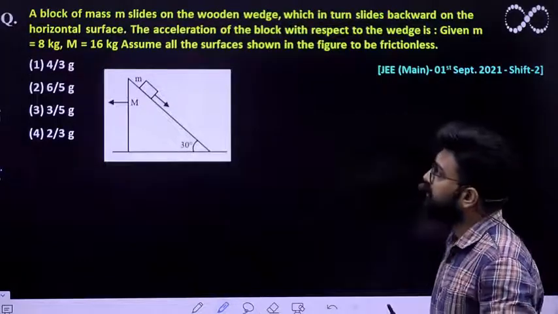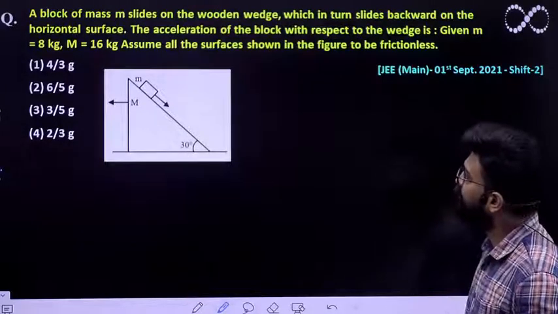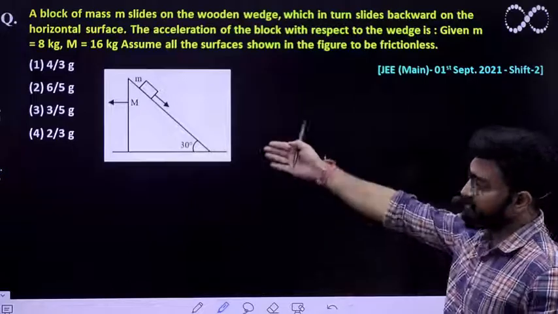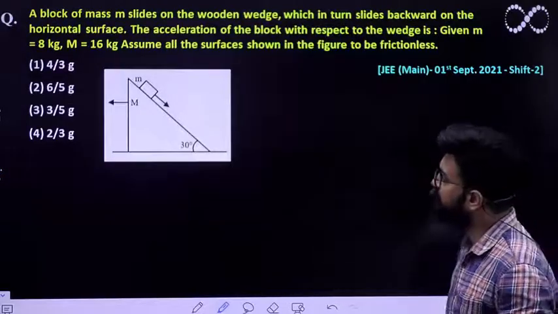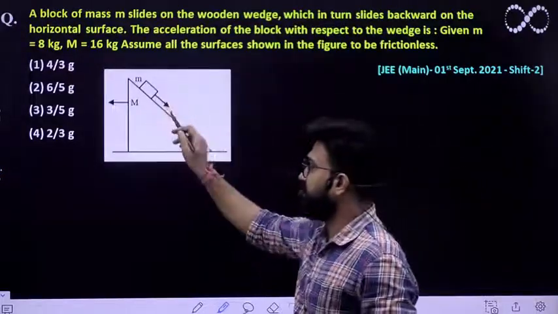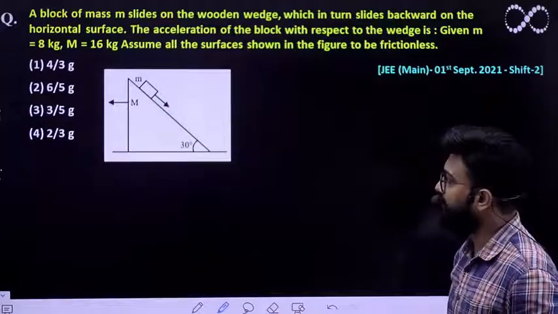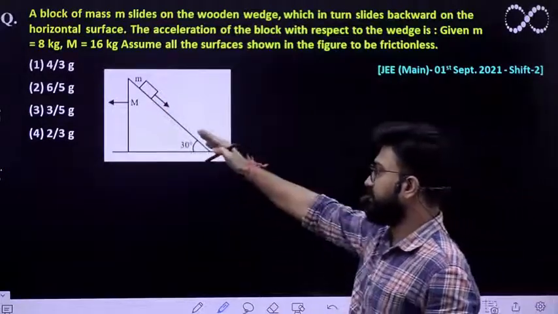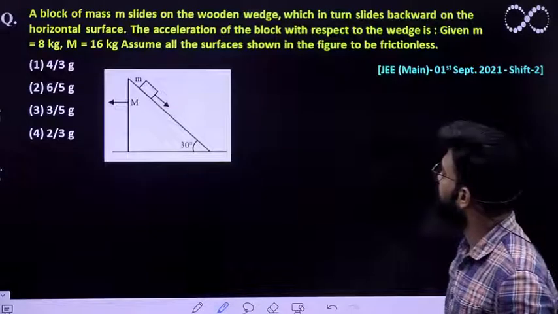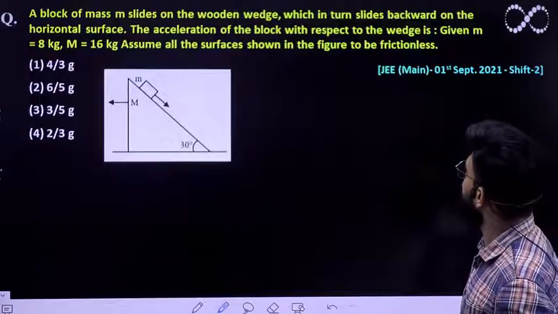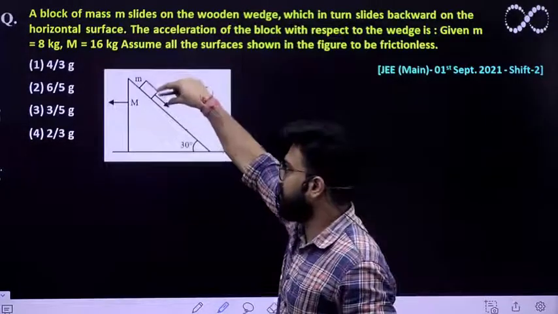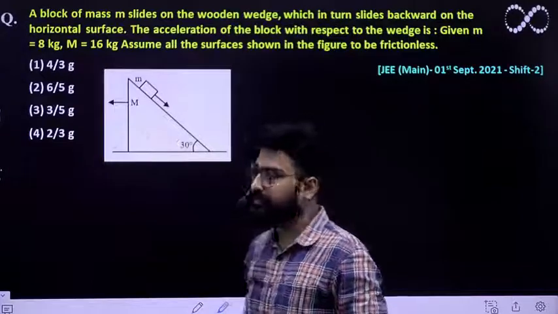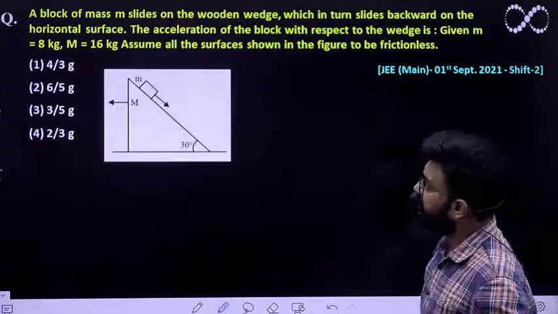Question says a block of mass m slides on a wooden wedge. So that means the whole figure is given to you. A block m is sliding on this wedge of mass capital M, and this slanting angle is given as 30 degree, which in turn slides backward. That means if the block comes like this, it will go backward on the horizontal surface.